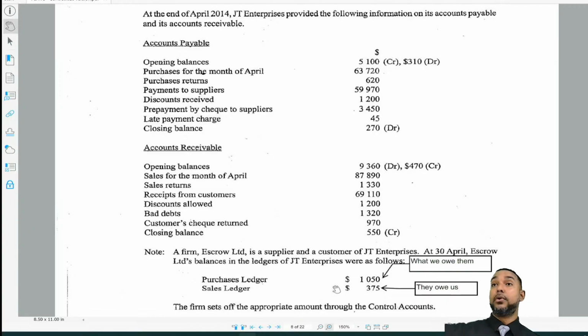So just like I was saying, if Noah owes me $10 and I owe him 12, we're going to cancel the 10, the lower amount. So you're not finding the difference. You're just canceling the lower amount.